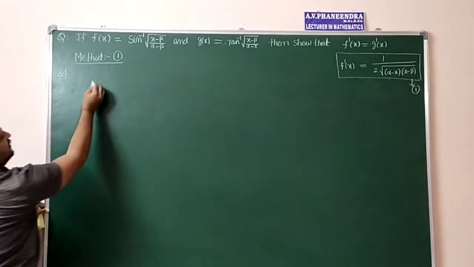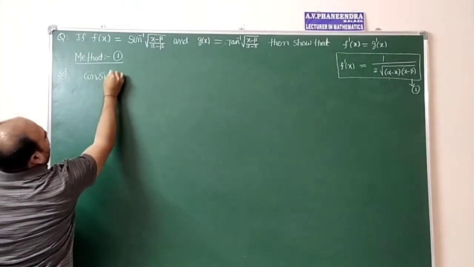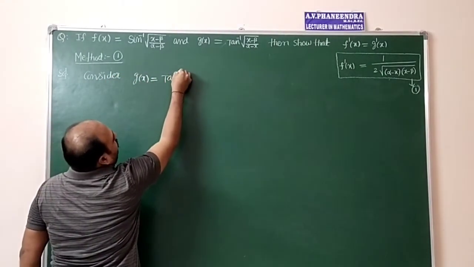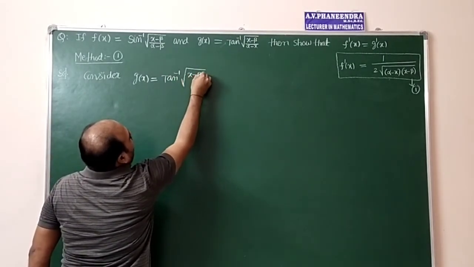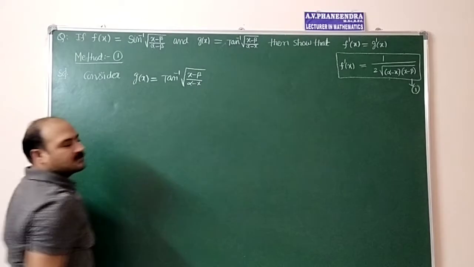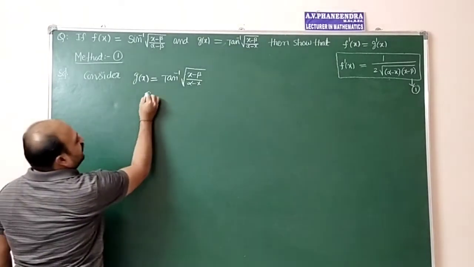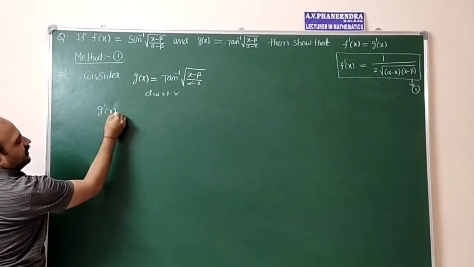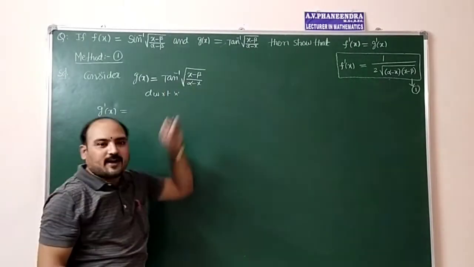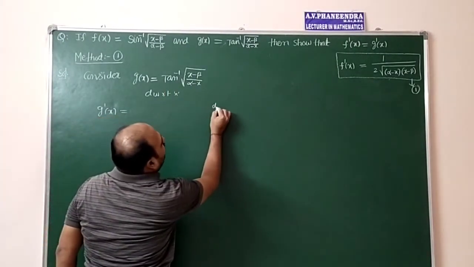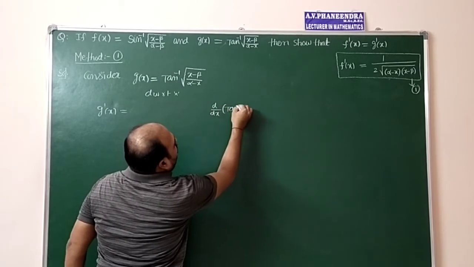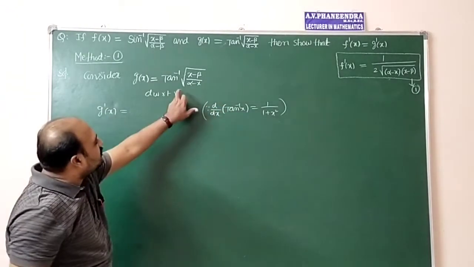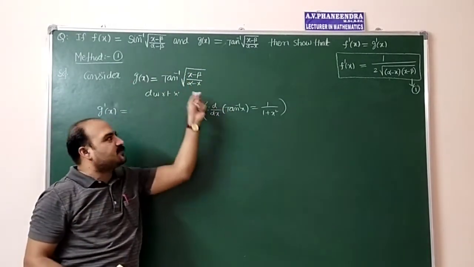Now consider g of x. Consider g of x is equal to tan inverse of square root of x minus beta divided by alpha minus x. Differentiate with respect to x. G of x derivative is g dash of x. d by dx of tan inverse x. We have the formula d by dx of tan inverse x is 1 by 1 plus x squared. In place of x, what value is there? Root of something is there: root of x minus beta by alpha minus x.